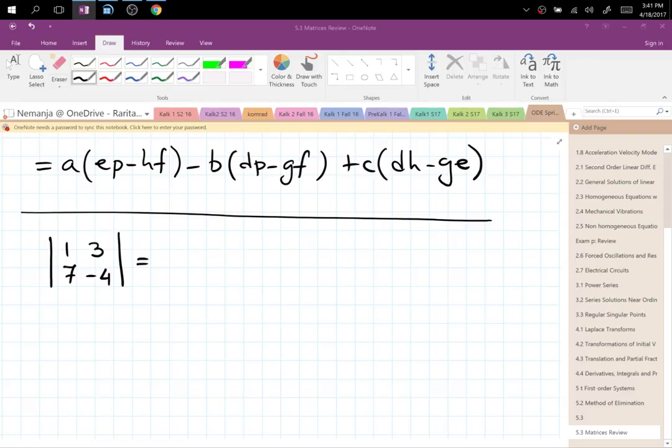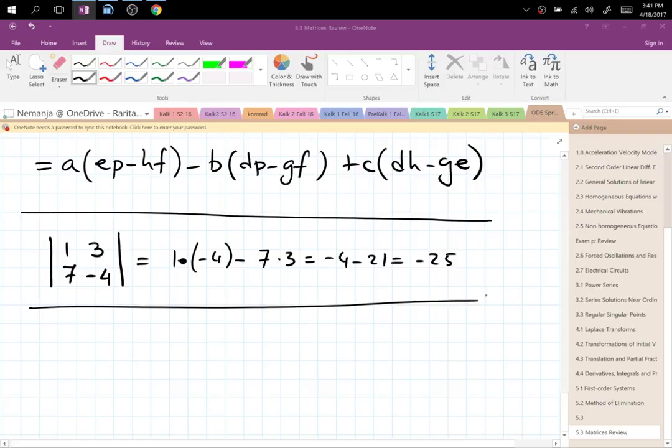All right. So what do I have? 1 times -4 minus 7 times 3, which is -4 minus 21 equals -25. The determinant is -25, and we move along. Great.